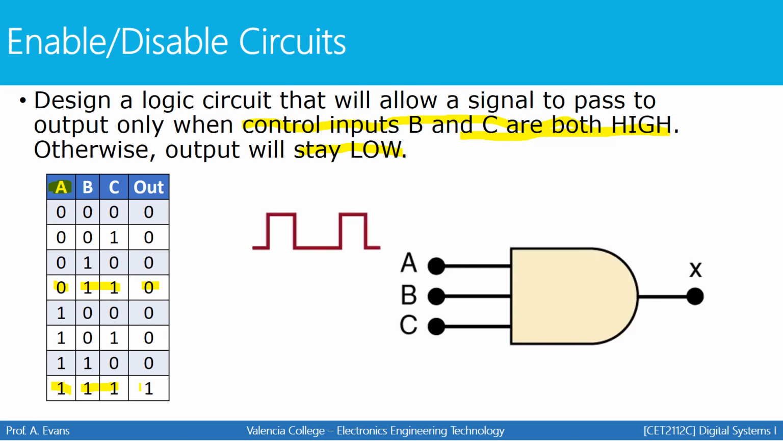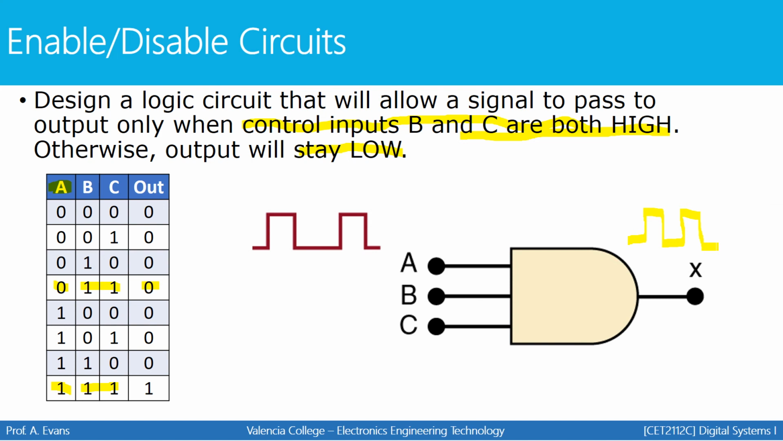That's essentially just a 3-input AND gate that will allow the signal to pass whenever B and C are both 1. So when B and C are both 1, whenever A is 1, the output will be 1. Whenever A is 0, the output will be 0. And you'll have a wave at the output that looks just like the input.